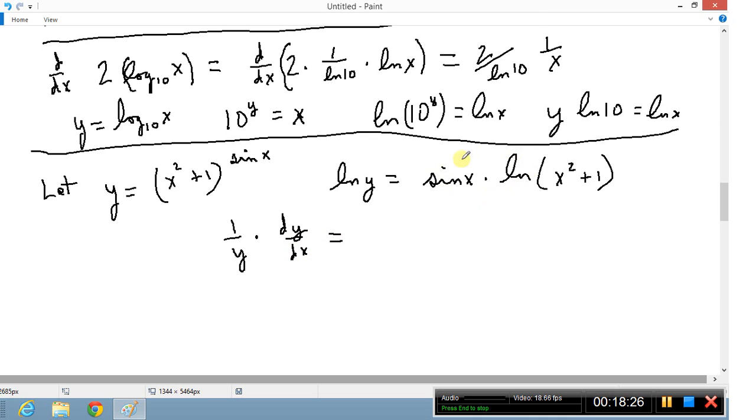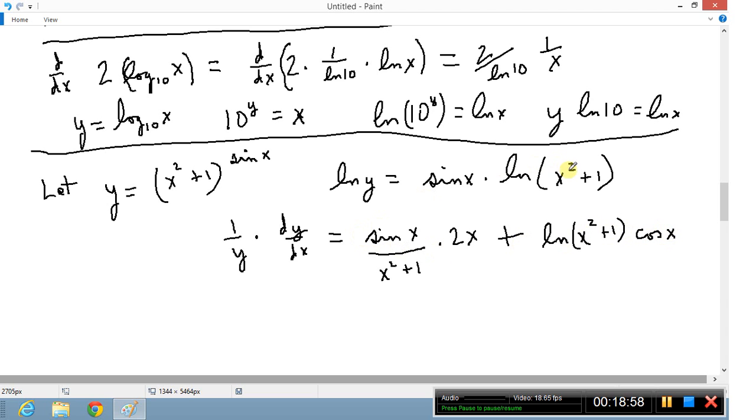Now the derivative of this thing, you're going to have to use the product rule. So it's the first times the derivative of the second. Derivative of log of anything is 1 over that anything, so I can just stick that down here. But then the chain rule says you've got to multiply by the derivative of what's inside, so I get another factor of 2x in there. First times derivative of the second plus the second, log x squared plus 1, times the derivative of the first, which is just simply cosine of x.